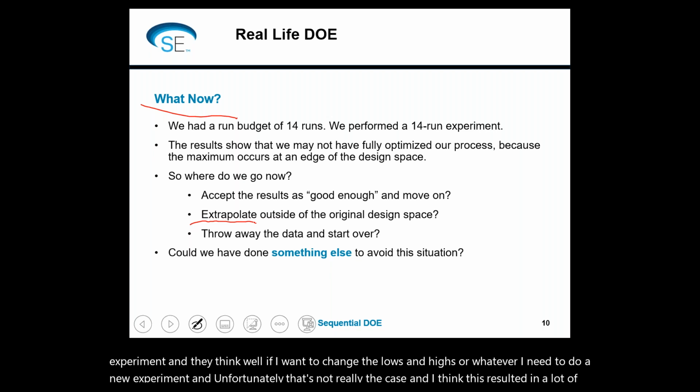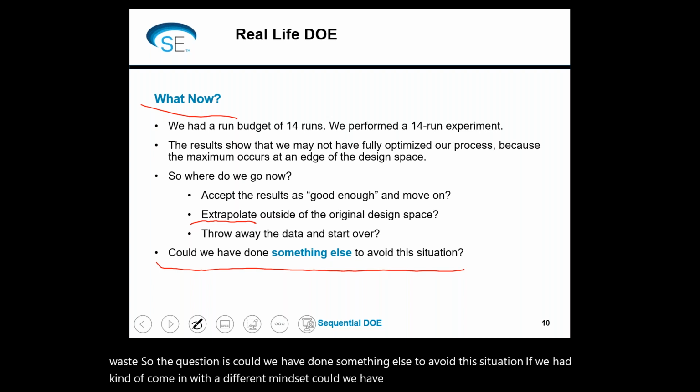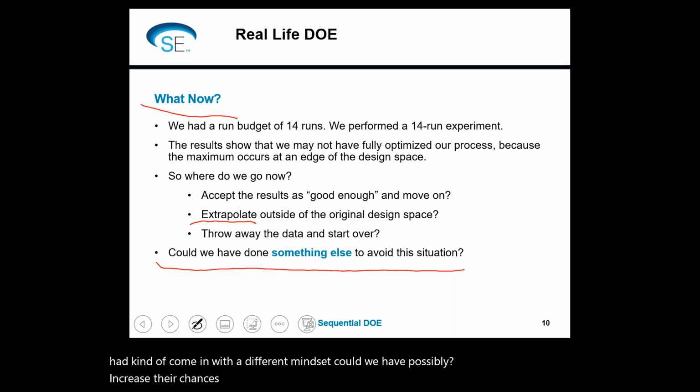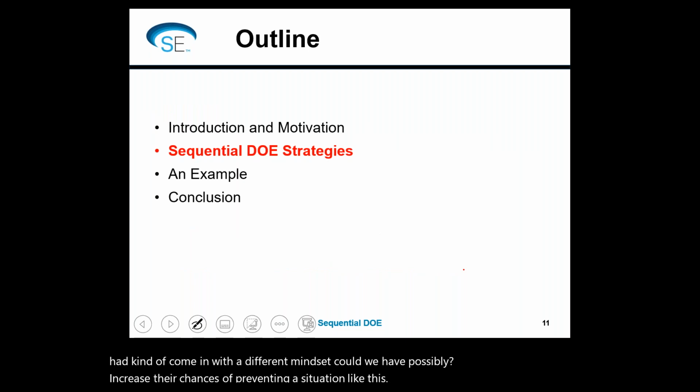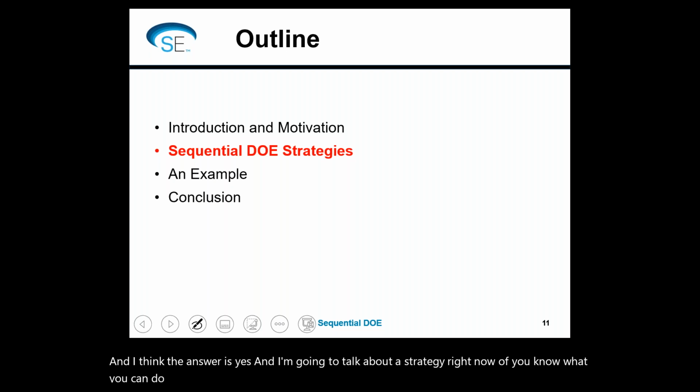So the question is, could we have done something else to avoid this situation? I mean, if we had come in with a different mindset, could we have possibly increased our chances of preventing a situation like this? Okay. And I think the answer is yes, and I'm going to talk about a strategy right now of what you can do when you run into a situation like this.